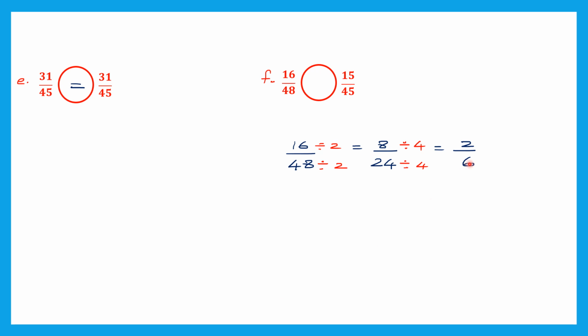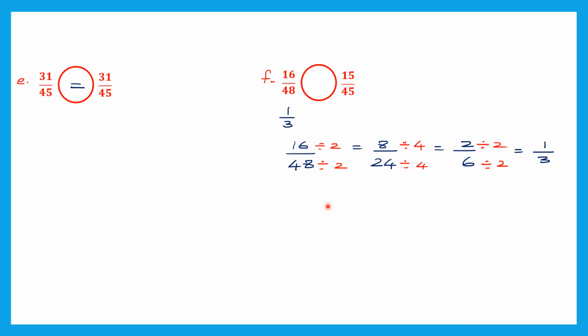Now look at this. 2 by 6. This also can be reduced. Both these can be reduced by 2. So let me reduce both by 2 by dividing the numerator and the denominator by 2. So what do I get? 2 1s are 2 and 2 3s are 6. So this fraction, that is 16 by 48, has now become 1 by 3. So let me write that here, 1 by 3.